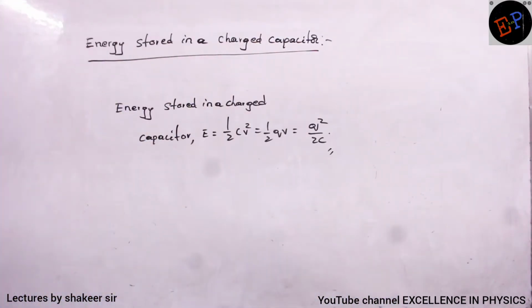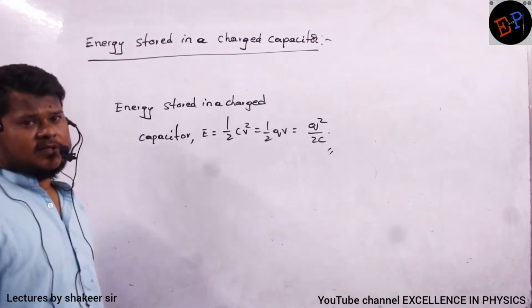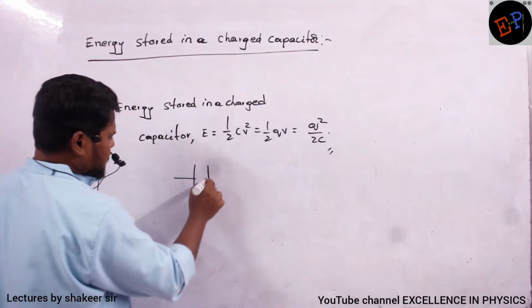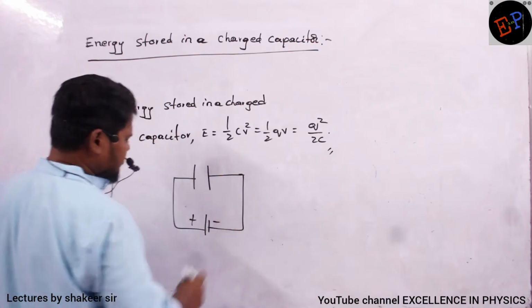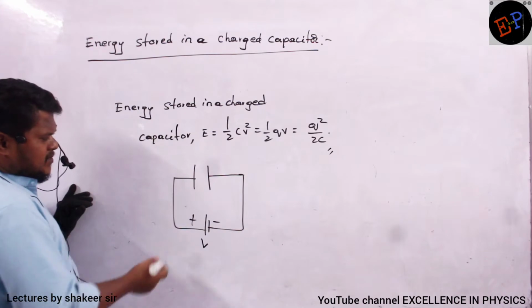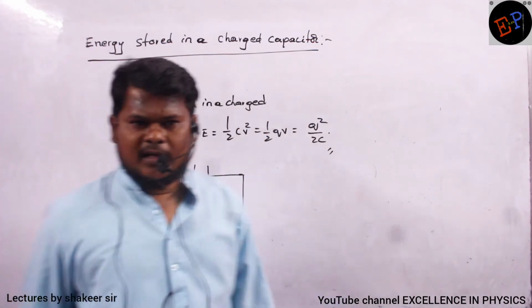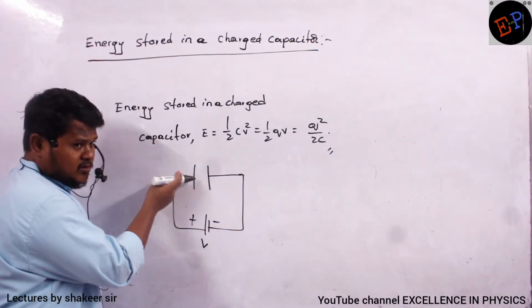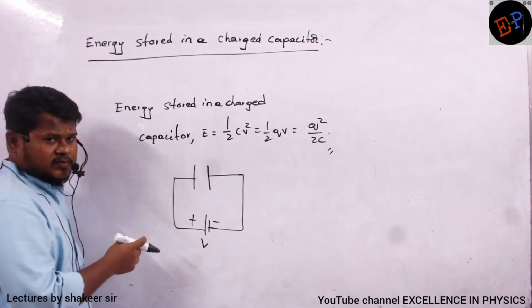Okay. So see this next concept. Energy stored in a charged capacitor. Consider this is a capacitor and we are connecting it to a battery. Positive charge and negative charge. The voltage of this battery is V. Then some amount of charge will be stored between the plates of this capacitor. Already we discussed this. The battery will remove electrons from the positive plate and deposit them on the second plate. This is what happens.